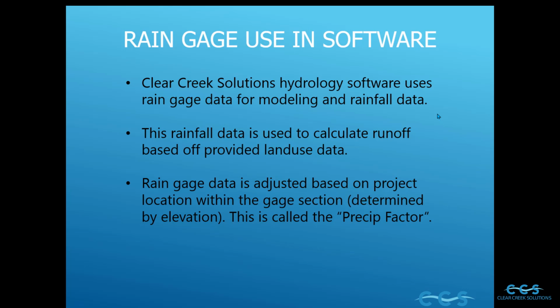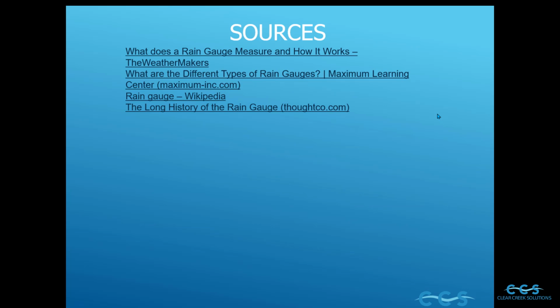Now, it's adjusted based on the project location within the gauge section. And so that is actually determined by elevation, because you're going to have different rainfall at different elevations. So there might be one rain gauge location, but we're going to adjust that depending on the elevation of that rain gauge data. So the rain gauge might have certain data, but if you're farther up in the mountains, we're going to add an adjustment factor there, which is called the Precip Factor.